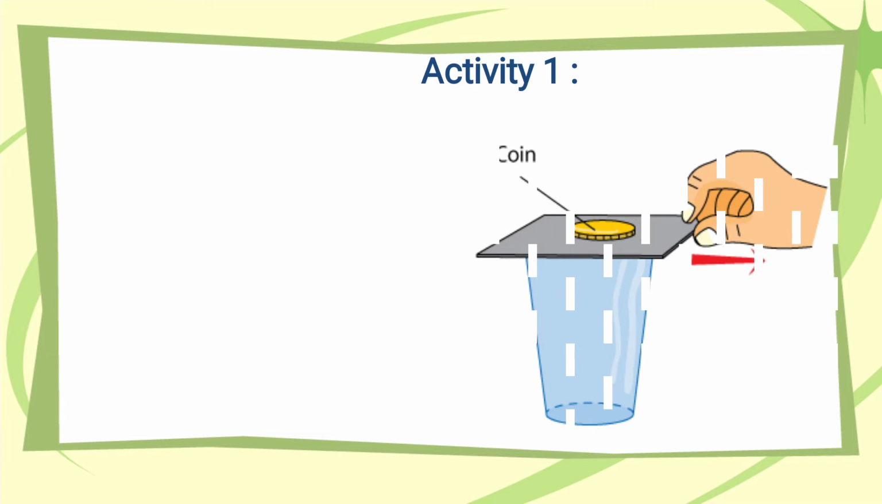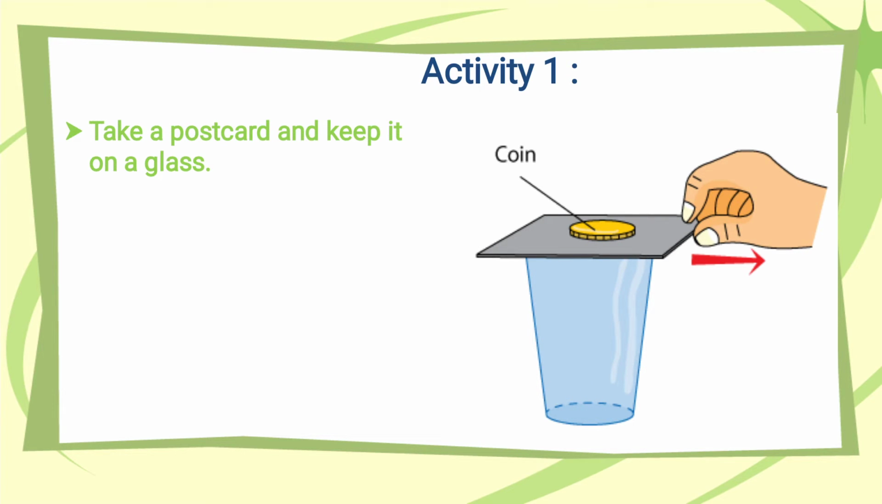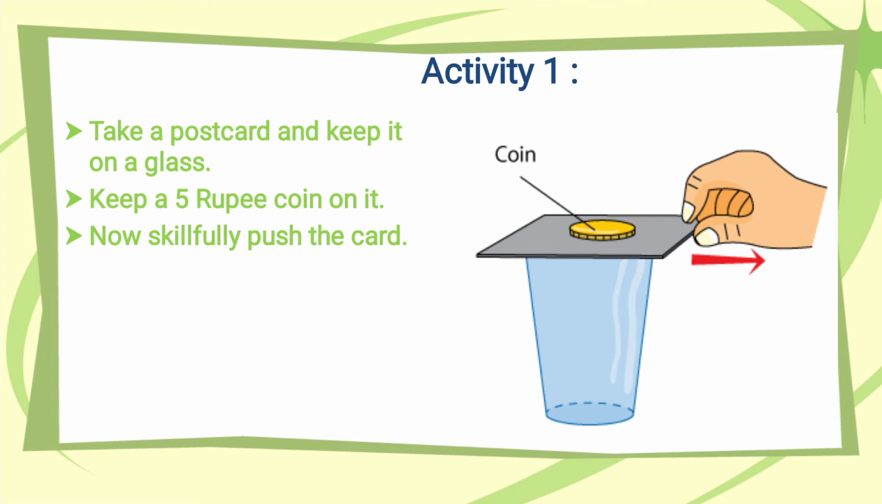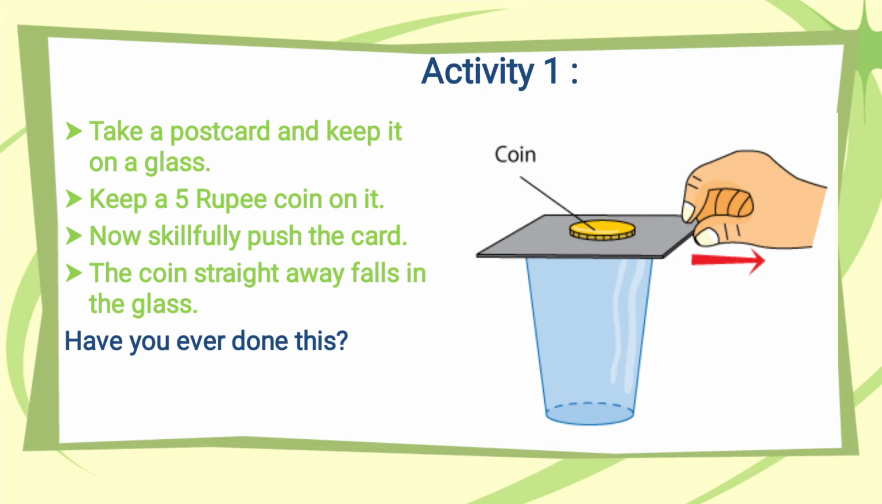Now we are going to see the activity. Look at the diagram. One glass is there and a coin is over it. Take a postcard and keep it on a glass. Next, keep a 5 rupee coin on it. Now skillfully push the card. What will happen? The coin straight away falls in the glass. Have you ever done this?